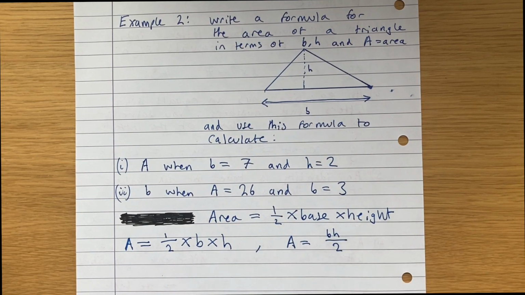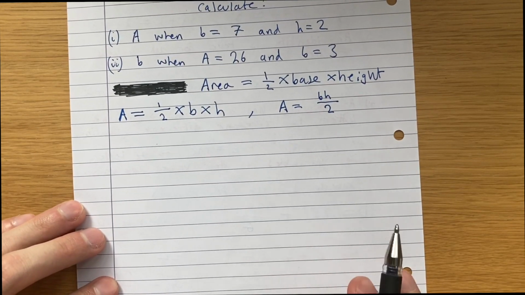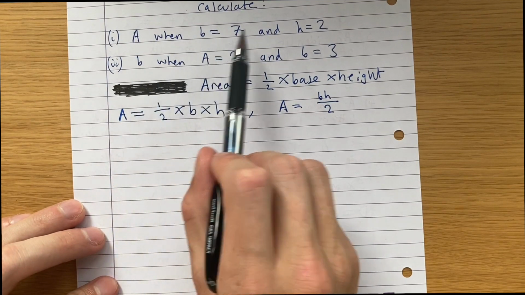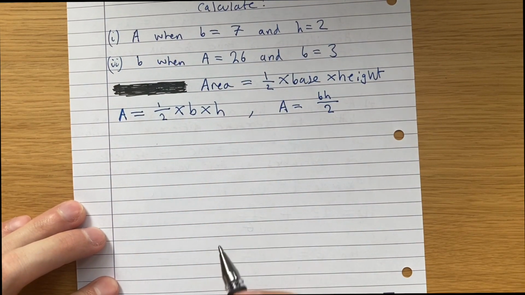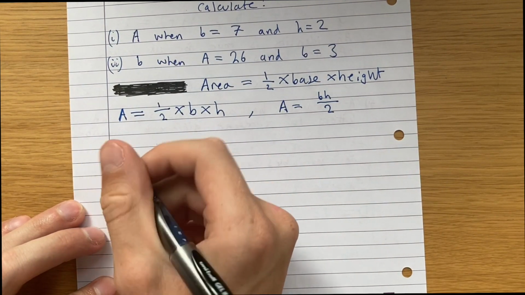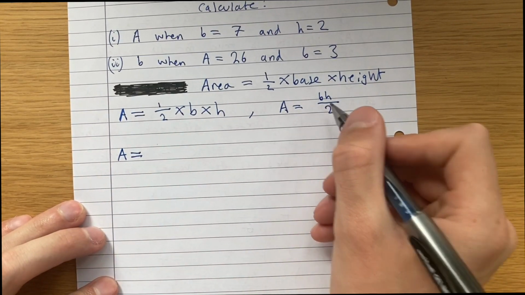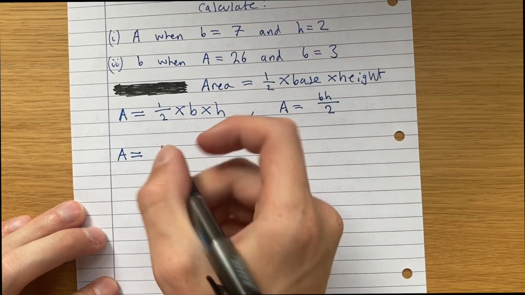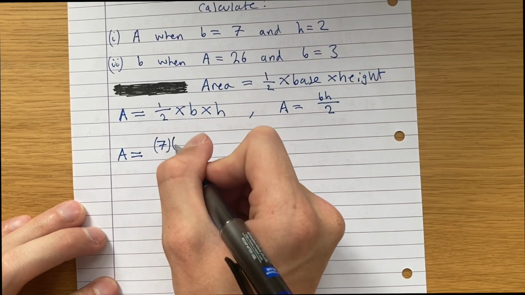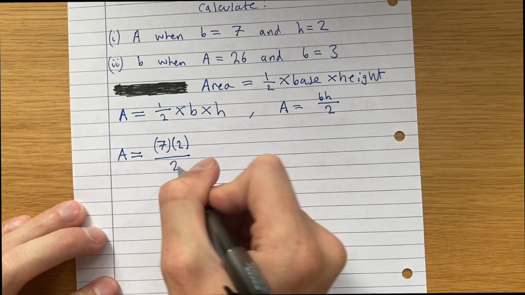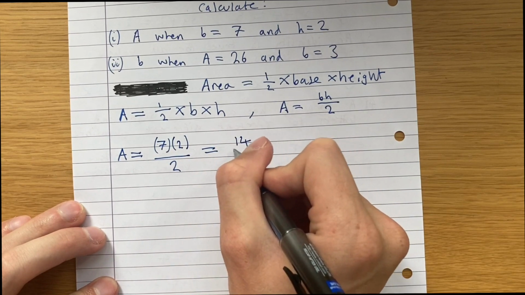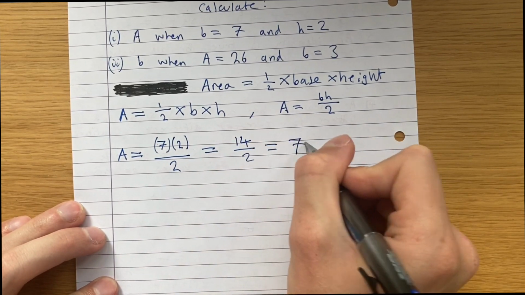So now we've got to use this formula to calculate, first of all, a when b is 7 and h is 2. So all you do is you say, well, we're working out a, so a is the unknown, so we put a is equal to 1/2 times b times h, 7 times 2, divided by 2, which is 14 over 2, which is 7.